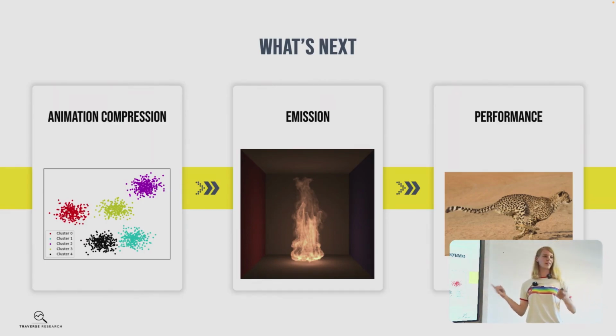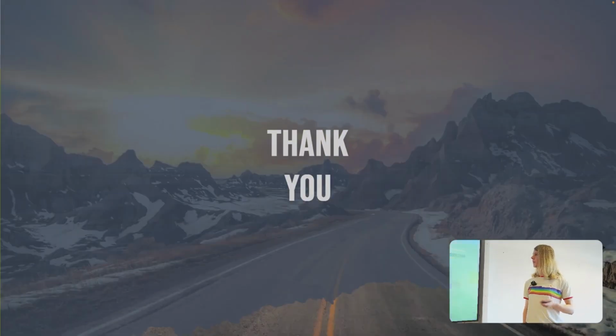And then performance. The Disney Cloud was running at 6 frames per second, obviously not very usable, especially not in a game where you need 60. So we're going to try to improve the performance of our rendering algorithm.